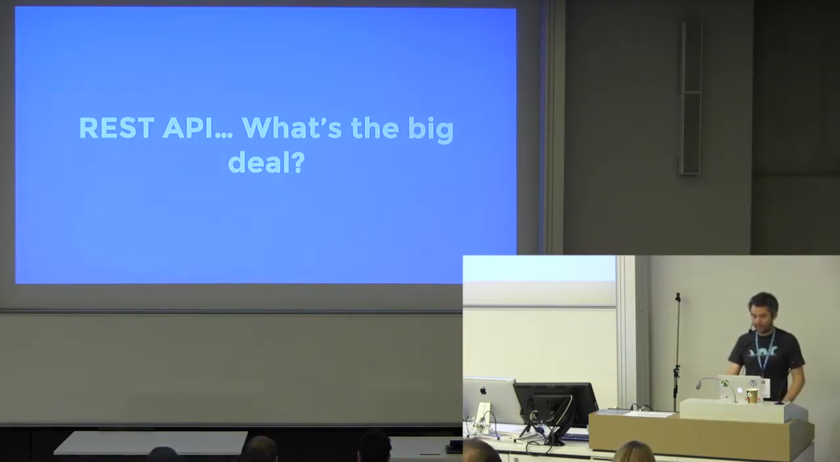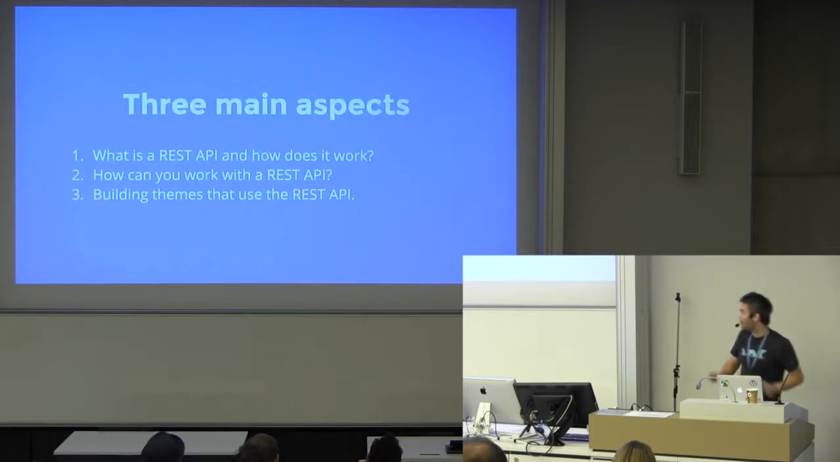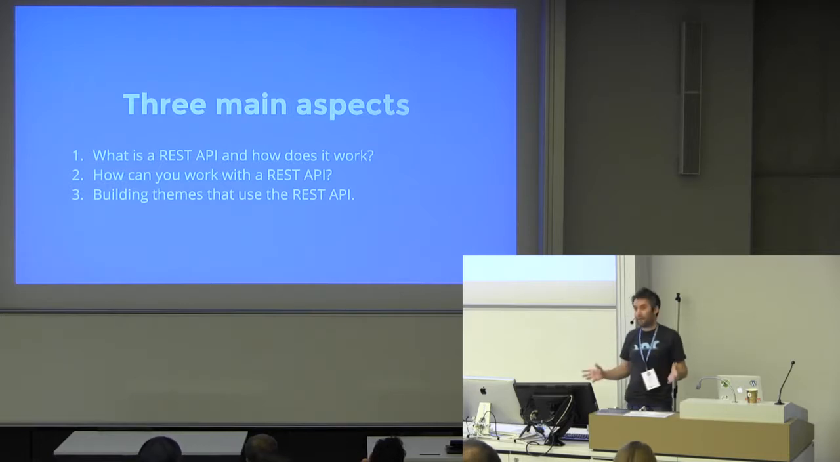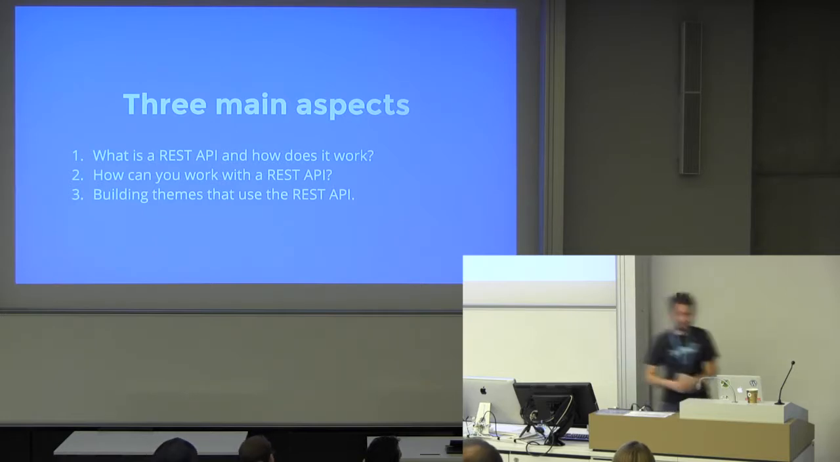But now to explain what it actually is. There are going to be three main aspects to this talk. The first one being, what is the REST API and how does it work? The second being, how can you build things with the REST API? And the third, building themes with the REST API. So kind of wrapping up with the title and getting onto the nitty-gritty.